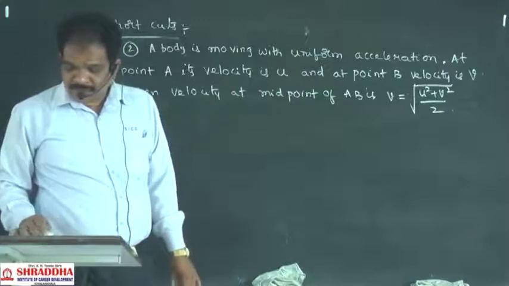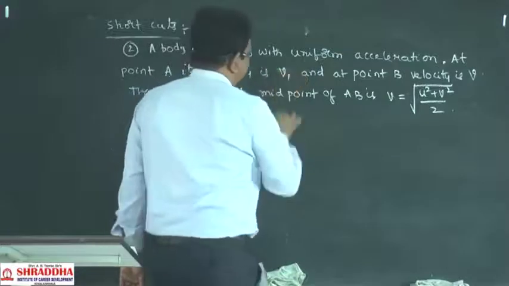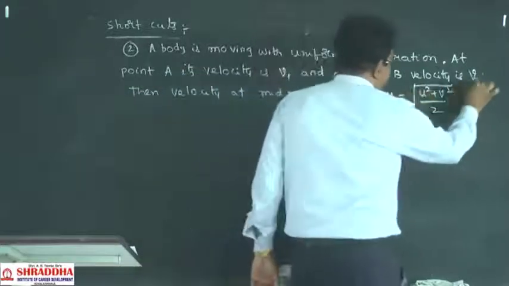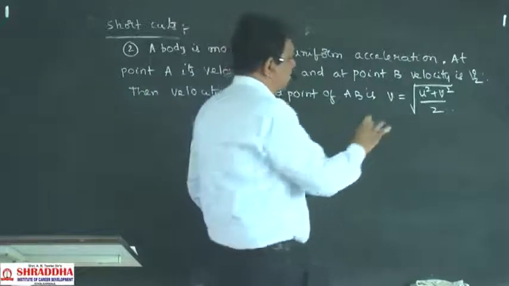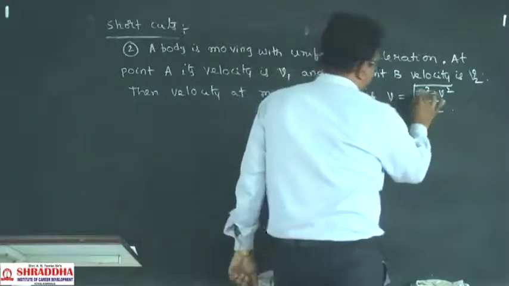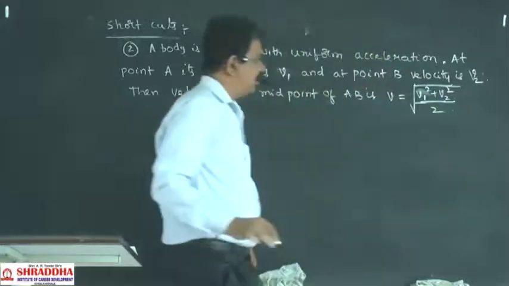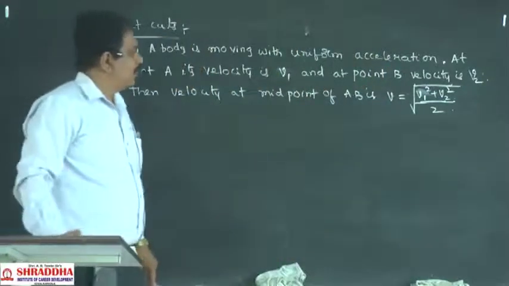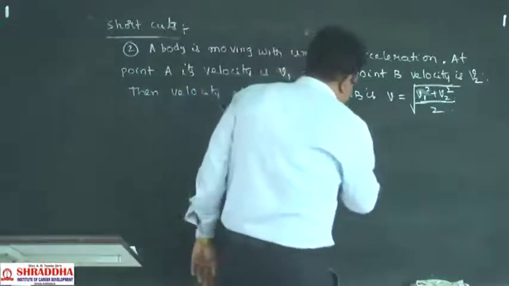See, I'll take this as V1 for your convenience, and take this as V2. Then the velocity at the midpoint will be V1 square plus V2 square by 2. Then how is this derived? So what is the question? Are you understanding this one?